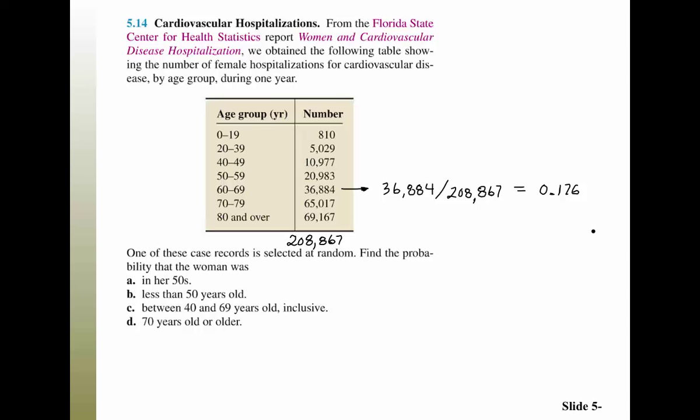Okay? The other way to say it is, if you picked one of these people at random, the probability that they land in the 60 to 69 group is 0.176. You see? So it's the same calculation, but a little bit different. Relative frequency is saying what percent of the total? 17.6% of the total. Looking at it from the probability perspective, it's saying if you picked someone at random, what would the probability be that they're in that group? And it's the same value. It's the same value. Okay?